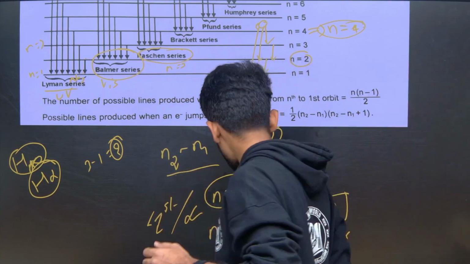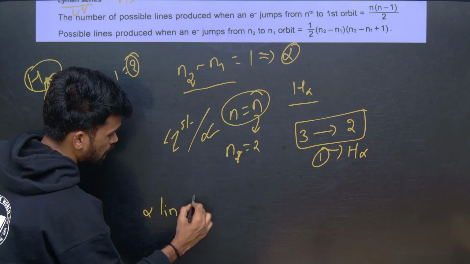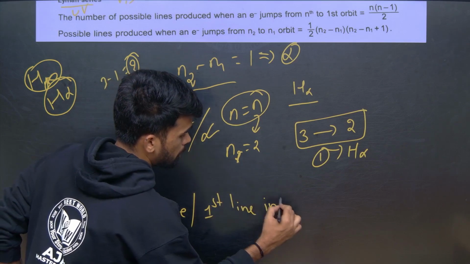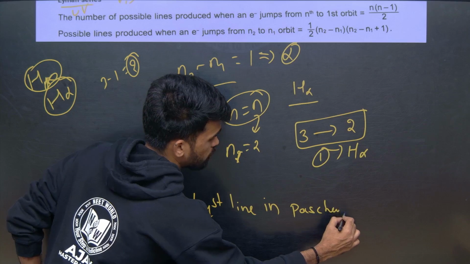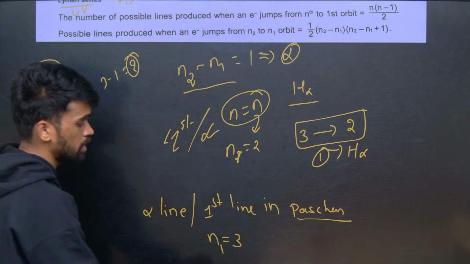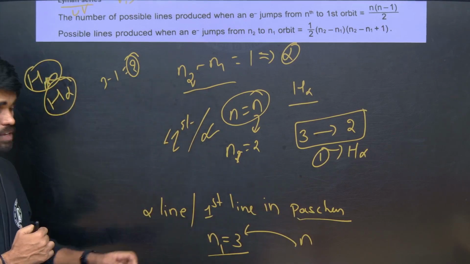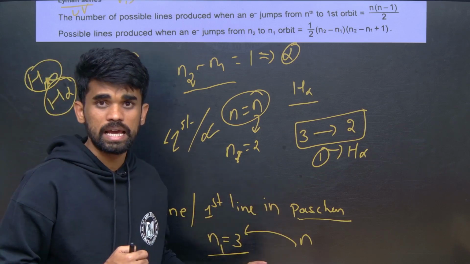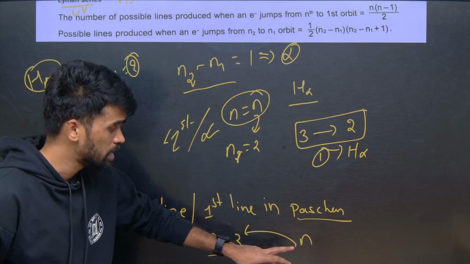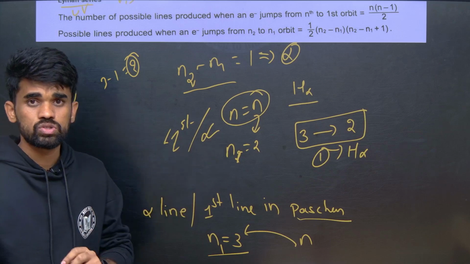Now I am asking a question: what is the H alpha line, or first line, in the Paschen series? Paschen series means n1 should be 3. If an electron is falling from any nth level to this level, that line belongs to the Paschen series. Now for the first line of the Paschen series, it should fall from 4 to 3, and the difference is 1, so that is the first line.